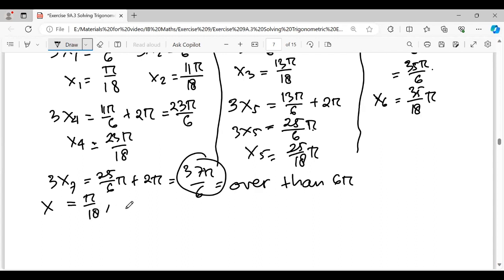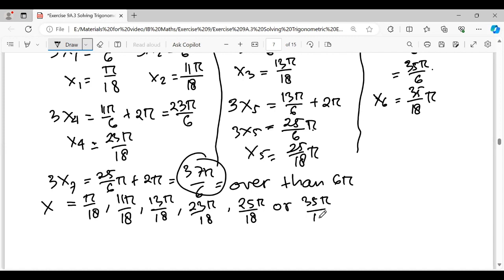pi over 18, 11 pi over 18, 13 pi over 18, 23 pi over 18, 25 pi over 18, or 35 pi over 18.